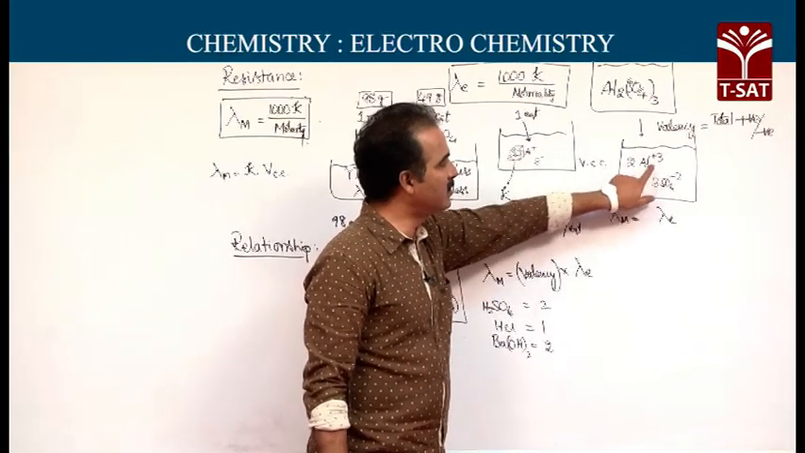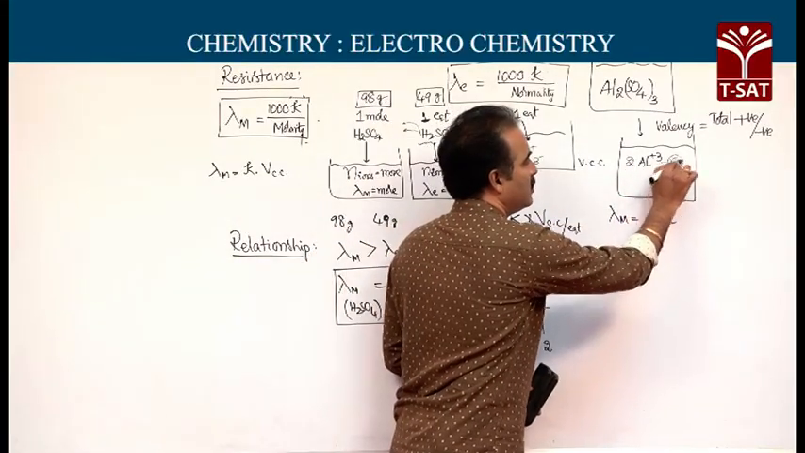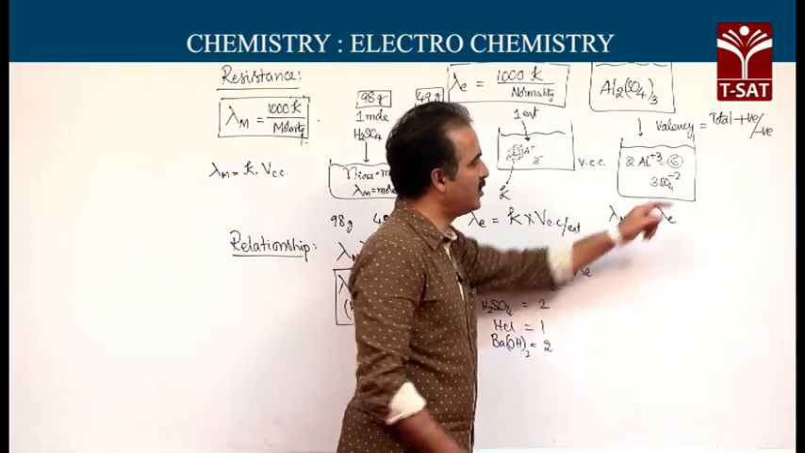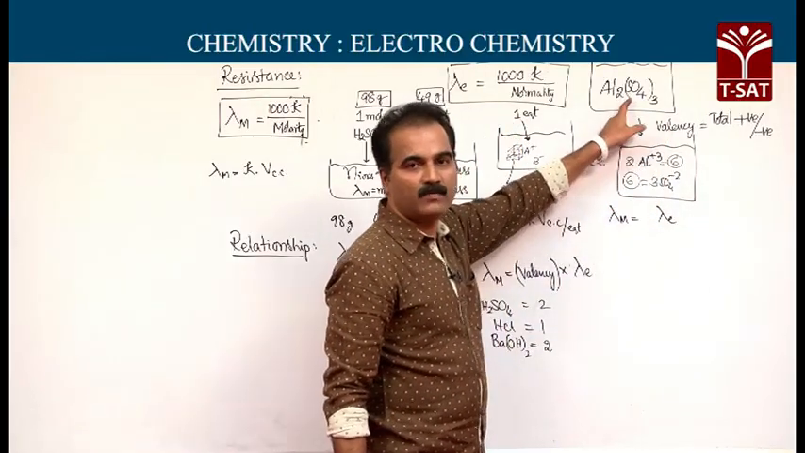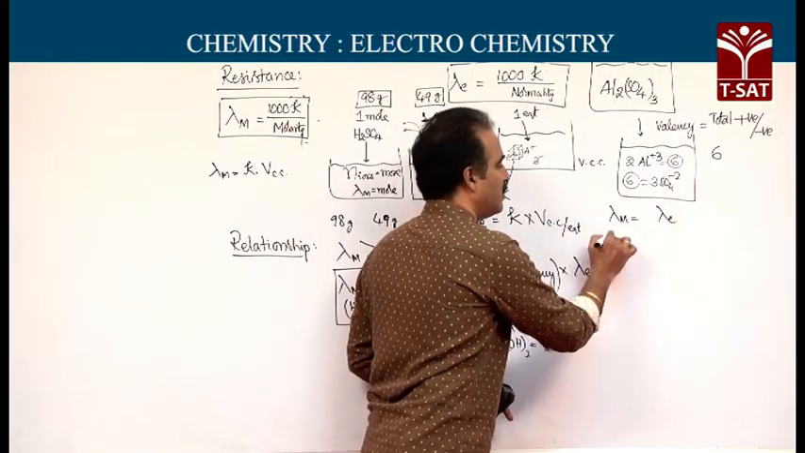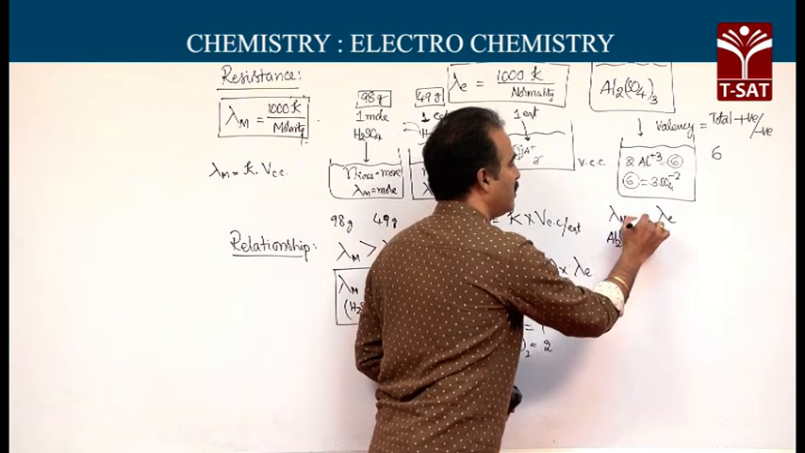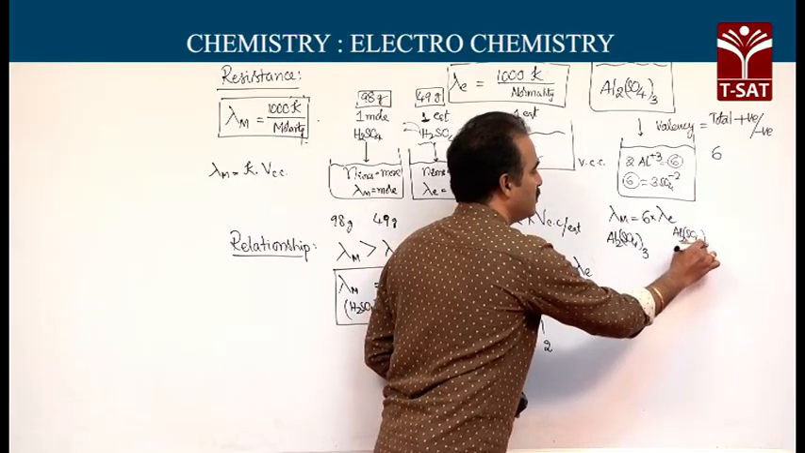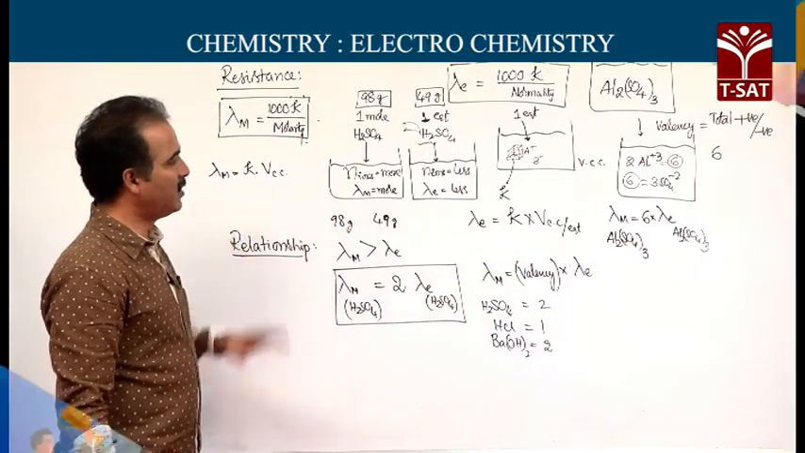The total positive charge is how much? 3 and 2, that is 6. That is the total positive charge, and the total negative charge is also 3 and minus 2, that is also 6. Altogether, we can say the valency of aluminum sulphate is 6. So the molar conductance of aluminum sulphate is how many times its equivalent conductance? It is 6 times. Like this we can relate molar conductance and equivalent conductance.